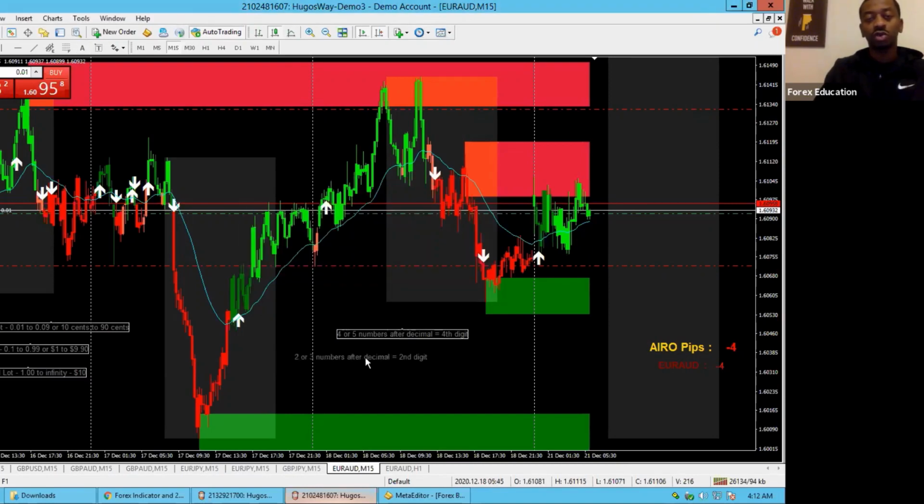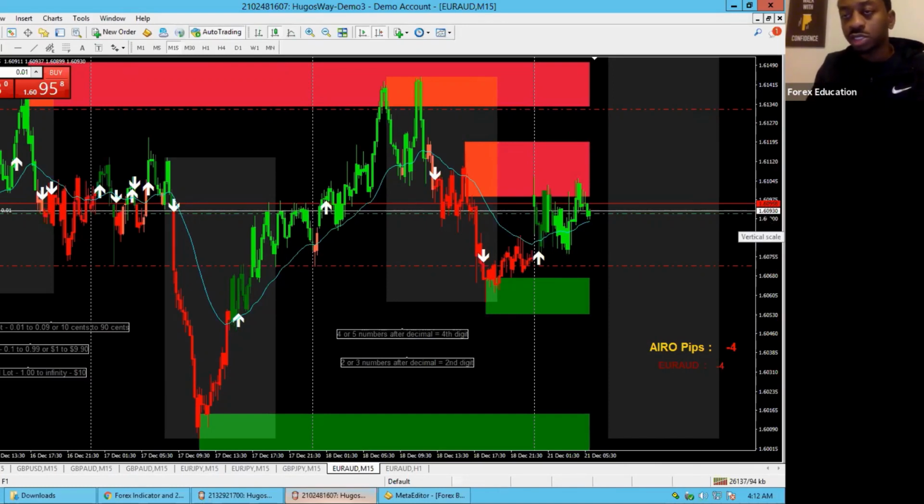All right. So 5 numbers after the decimal place equals 4th digit. 2 or 3 numbers after the decimal equals 2nd digit. Now, what does that mean? So let's look at it. EURAUD. You can see the price here is right now we're at 1.6030.